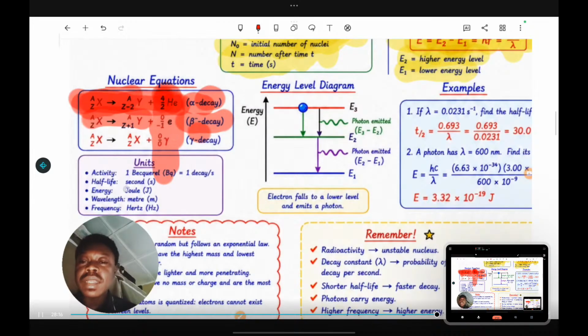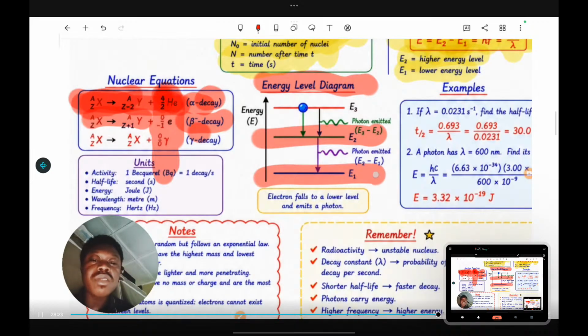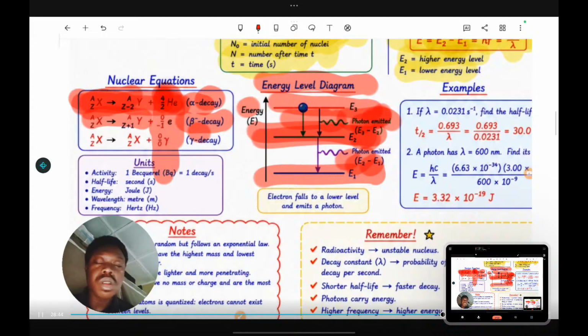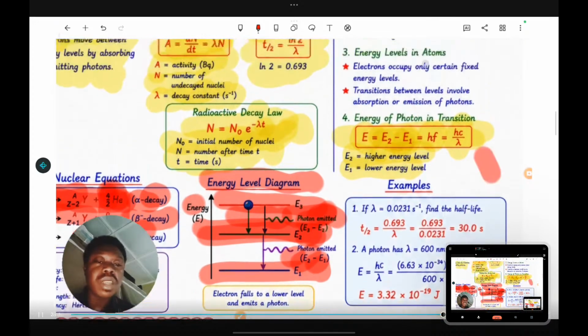Then for the energy level diagram, you can see the levels here. We have E1, the ground level state. We have the second level state, which is E2 minus E1, and then the third level state, which is E3 minus E2, with a photon being emitted at this level. So the electron falls to a lower level and a photon is emitted. Take note of all these principles that occur during the processes.